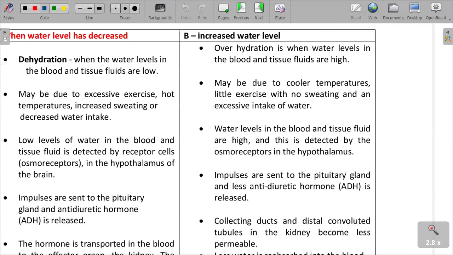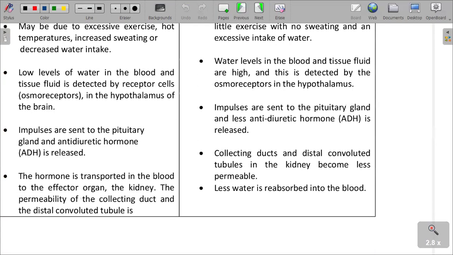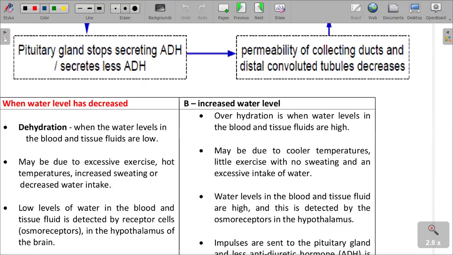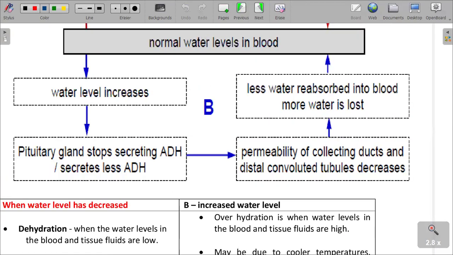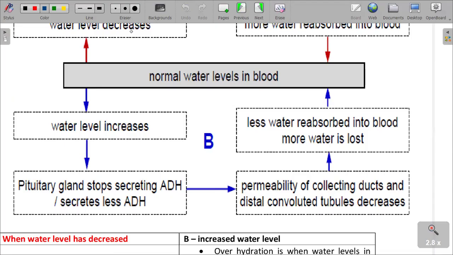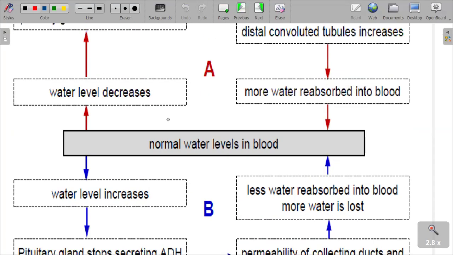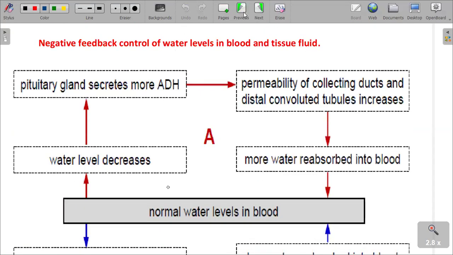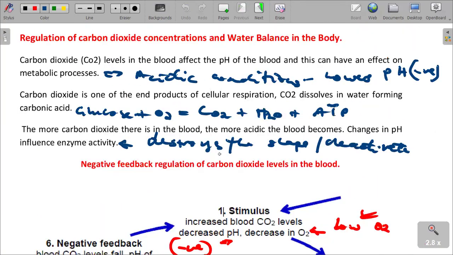So one of these is, when water levels have decreased, what does the body go through? And also when water levels have increased. So the two systems involve the permeability of the collecting ducts, which we are going to talk about under the concept of the osmotic pressure gradient, which I'm sure is going to be so interesting as we go with our discussion today. So please just be patient and follow the presentation. You shall see that it's quite nice and interesting.